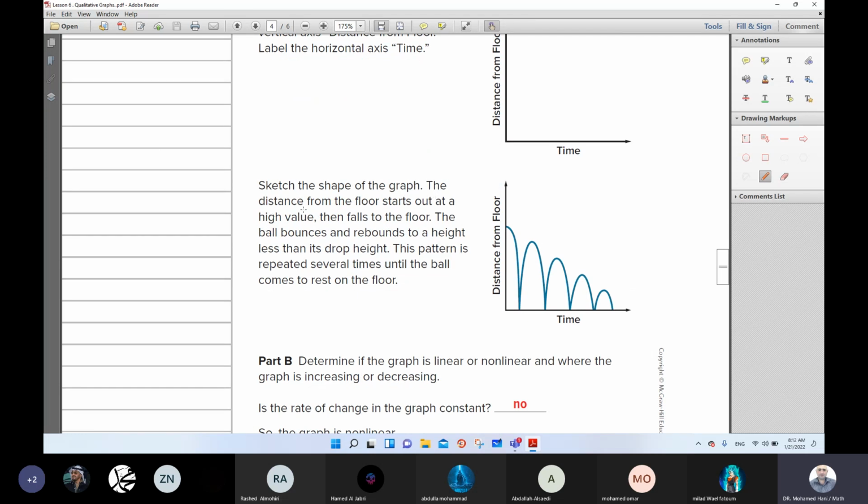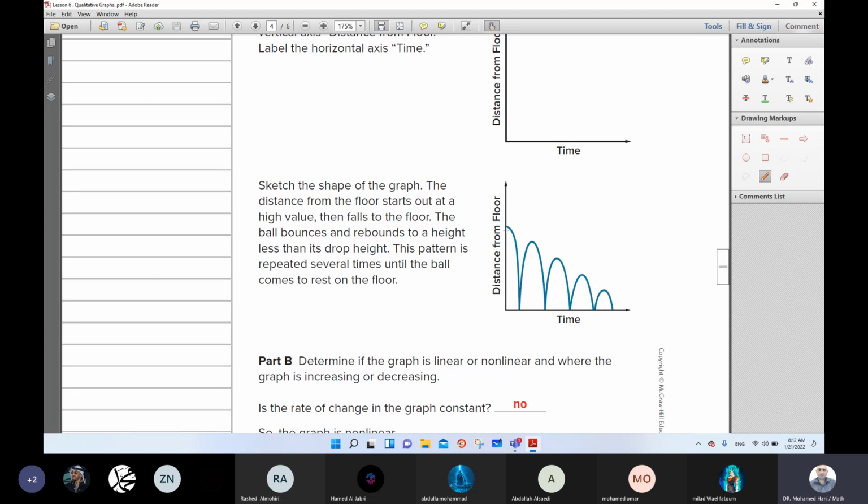The distance from the floor starts out at a high value, then falls to the floor. The ball bounces and rebounds to a height less than its drop height. So this pattern is repeated several times until the ball comes to rest on the floor.